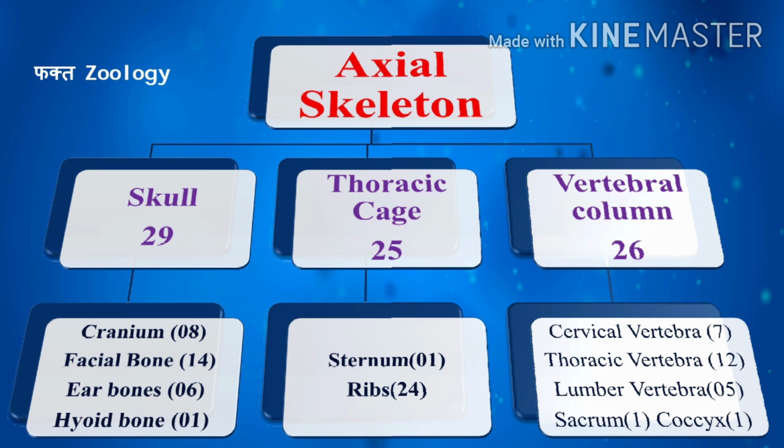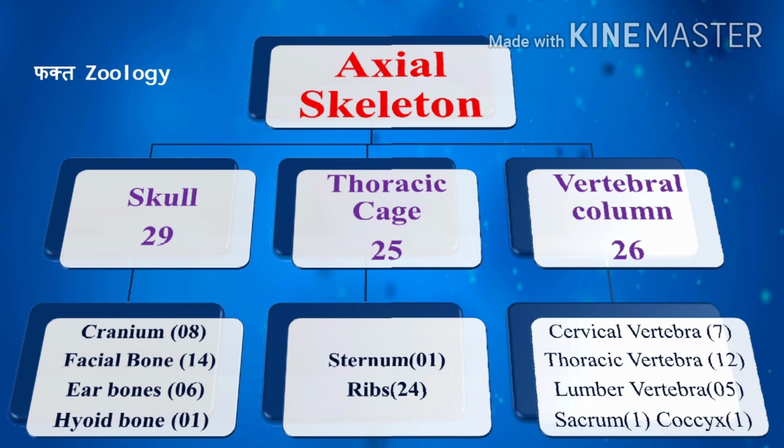column. The skull contains 29 bones, and these 29 bones are divided into the hyoid, ear bones, facial bones, and the cranium bones. Then second, the thoracic cage contains 25 bones, and these bones are divided into the ribs and the sternum. And the third one is the vertebral column.